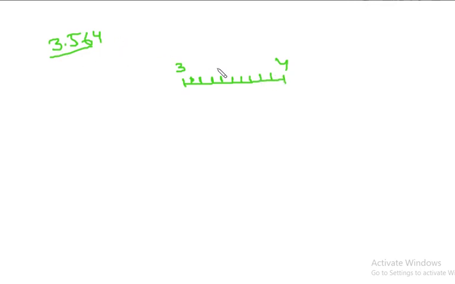This point is 3.1, then this is 3.2, then 3.3, 3.4, 3.5, 3.6, 3.7, 3.8, 3.9, and then 4. This number lies between 3.5 and 3.6, because it is less than 3.6 and greater than 3.5. So we will magnify this portion again, between 3.5 and 3.6. If we magnify 3.5 and 3.6, what will we get?